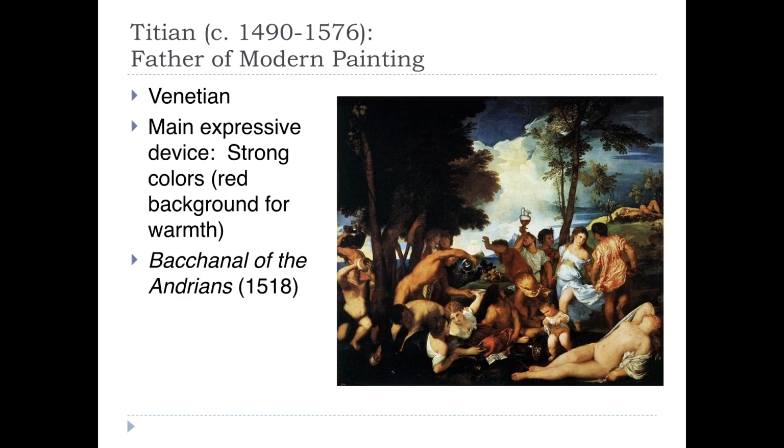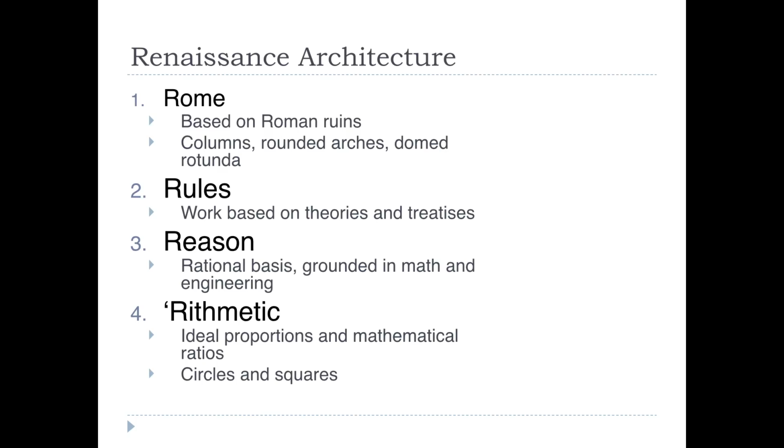And then you had Titian, who we consider to be the father of modern painting. And you can see that, it says his main expressive device, he uses strong colors, a red background for warmth, things like that. And this is the Bacchanal of the Andrians of 1518. Okay, and then we have the 4 R's of Renaissance architecture.